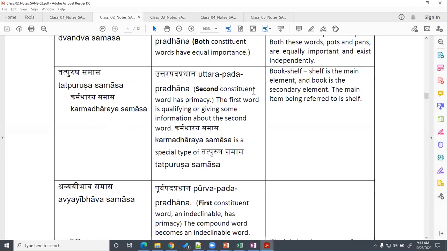So Tatpurusha samasa, the second constituent is more important, like bookshelf. So here we are referring to the shelf for the books. Shelf is the main element. If I say bring a bookshelf, the person will not bring the book, but the shelf.